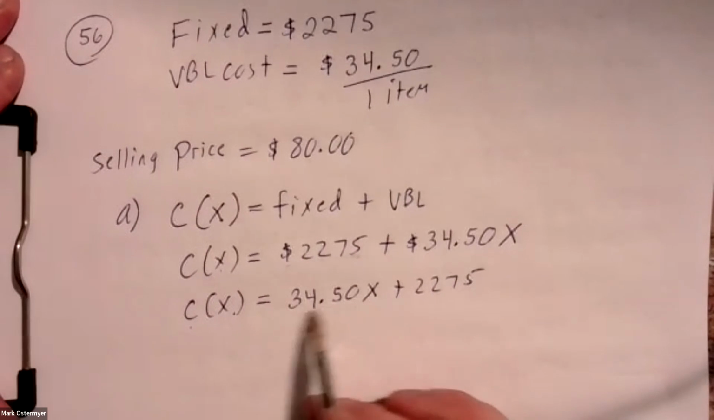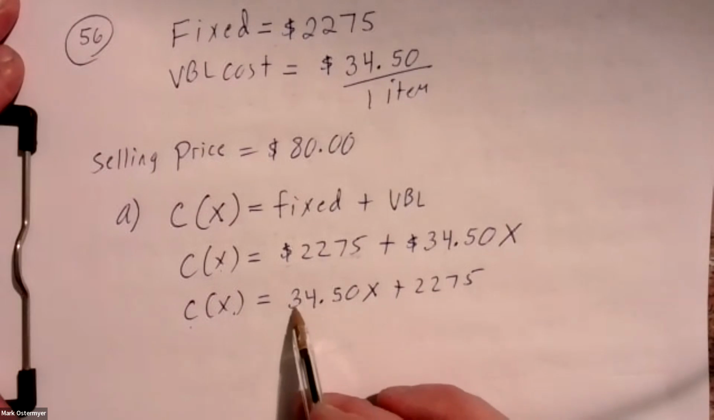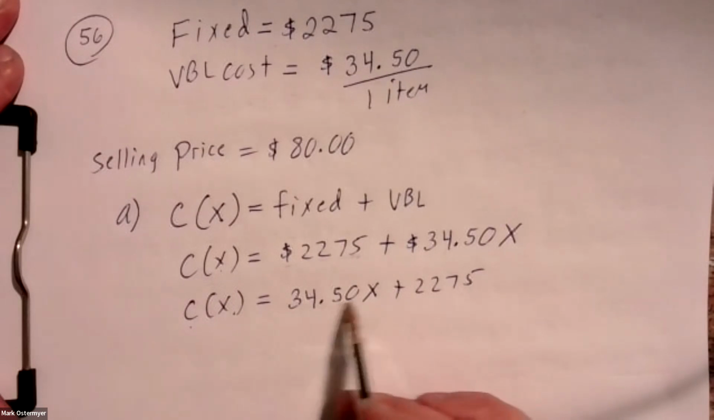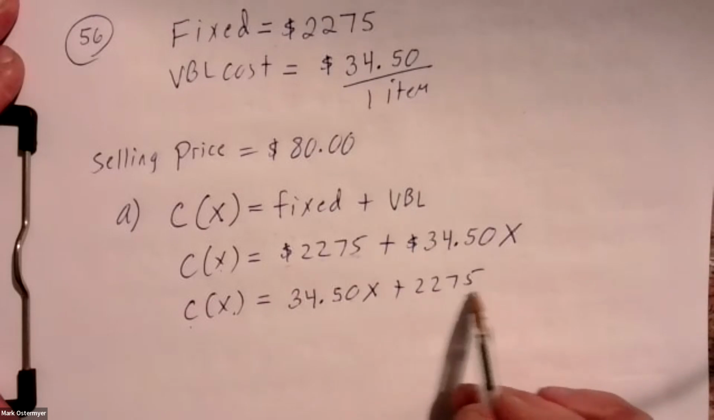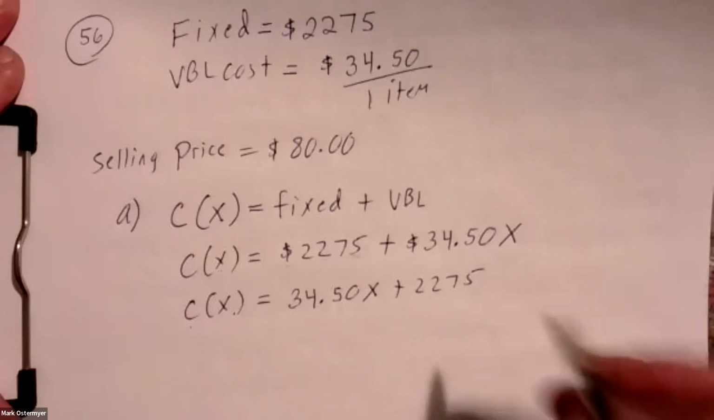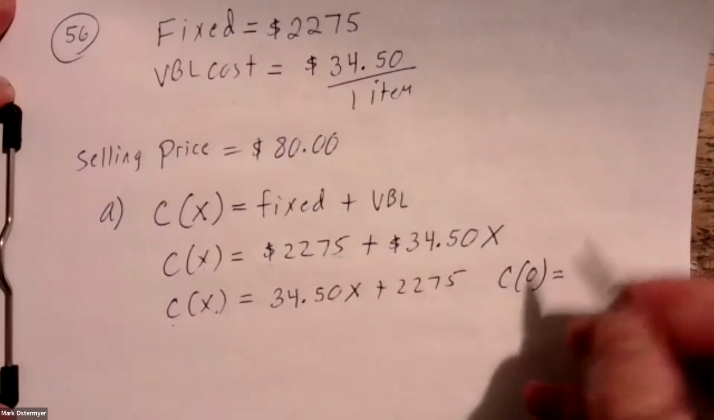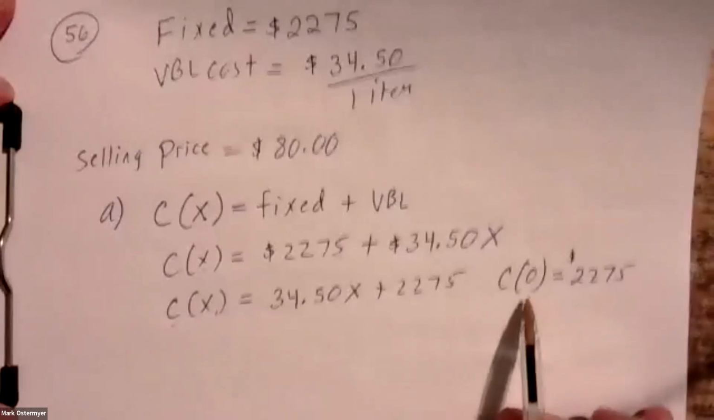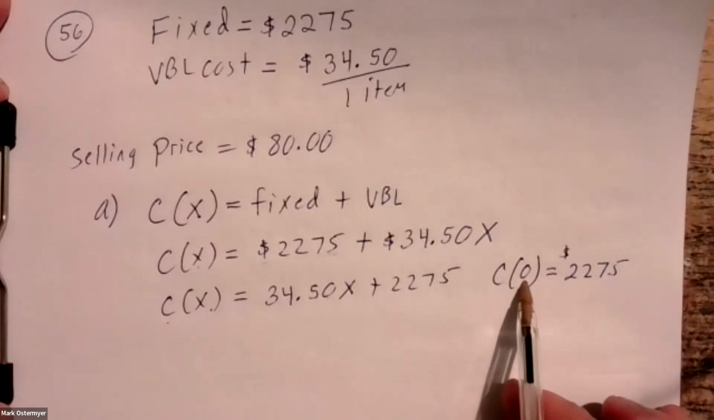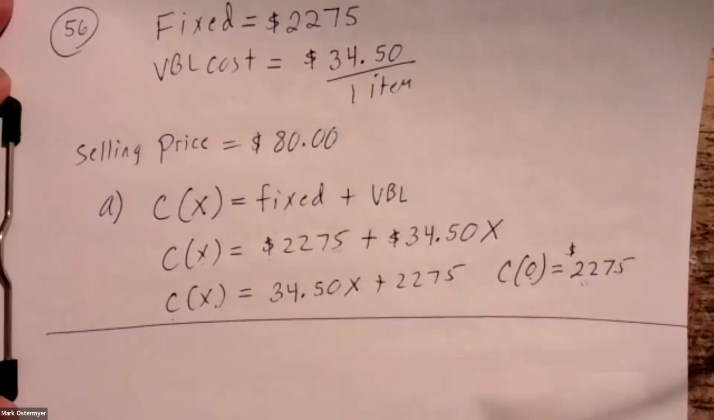What does the slope represent in the context of our situation? The slope is the rate of cost per item we manufacture: $34.50 for every item we manufacture. The y-intercept is interpreted as the initial setup cost, because if you evaluate this cost function at 0, putting 0 in for X, this term drops out. You're still left with an initial setup cost of $2,275. This is the cost you have to pay regardless, even if you manufacture 0 items. That's your cost function.